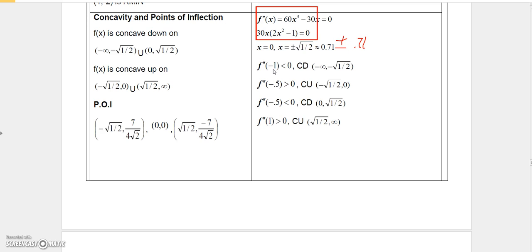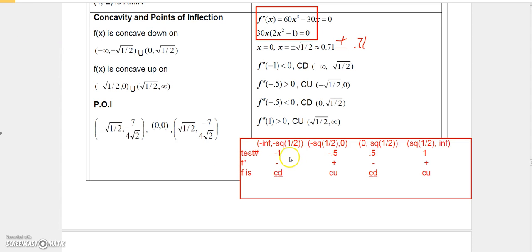Now, what you want to do is you want to do a table here, and I'm going to set that up for you in just a minute. Okay, so look at my table here, and for the square root, I just used SQ, so I didn't have the symbols for that. So the first interval goes from minus infinity to minus the square root of a half. Then we go from minus square root of a half to 0. And then we go from 0 to positive square root of a half. And then we go from square root of a half to infinity. And that's because I had these three numbers as possible points of inflection.